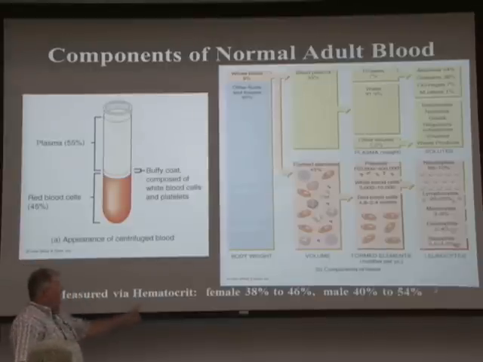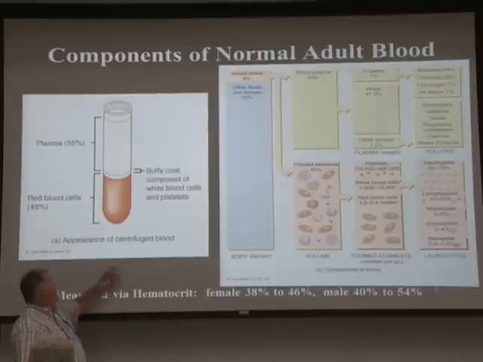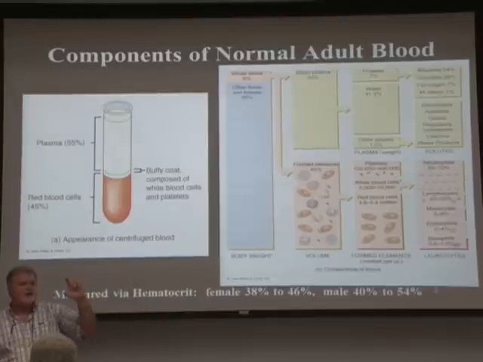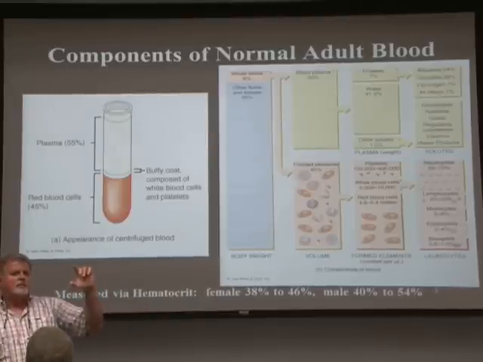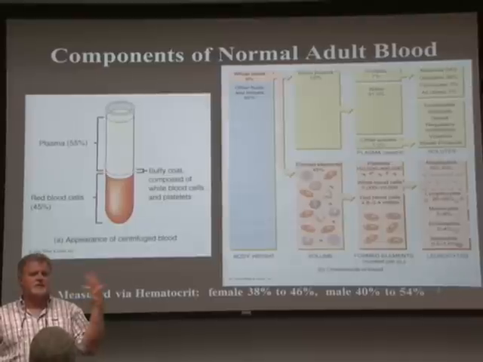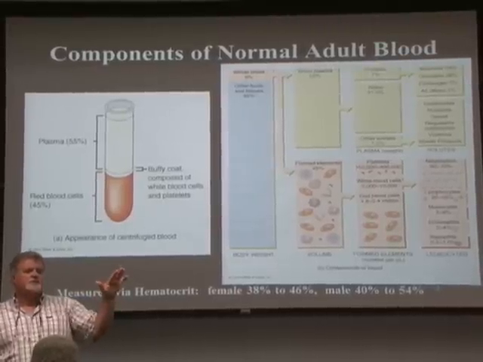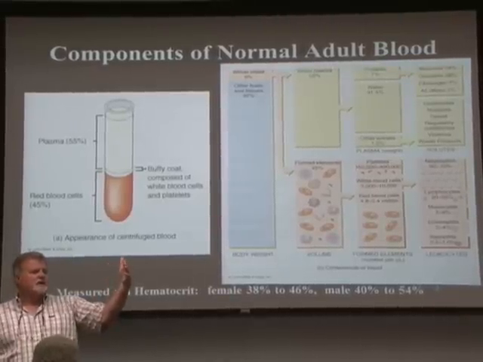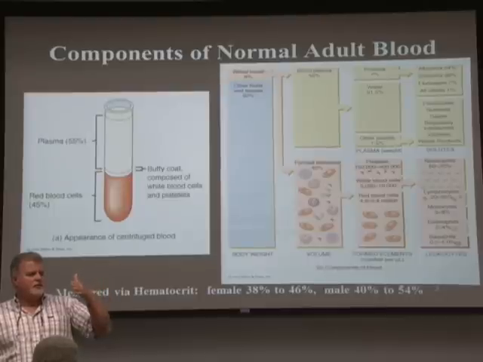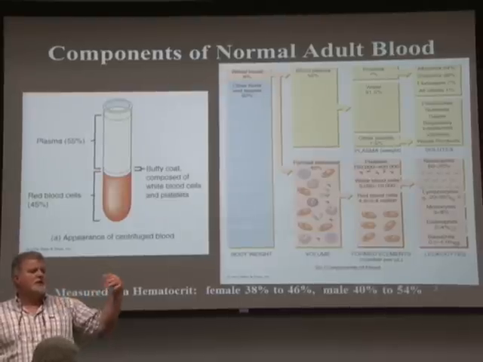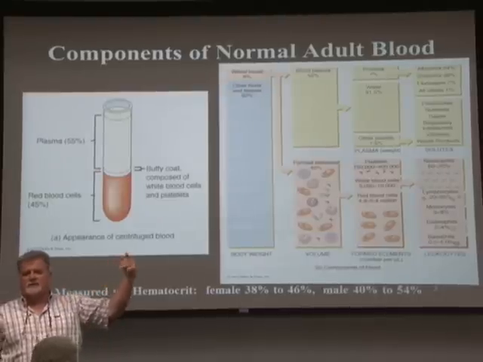So from a clinical standpoint, what we do to ascertain someone's state of hopefully homeostasis is that we do what we call a hematocrit test. And in a hematocrit test, what we do is we take a tube that we put blood in and we spin it in a centrifuge. The way centrifuges work is the heavier the item, the further it gets drawn down into the tube, the lighter the item, the higher up it sits in the tube.